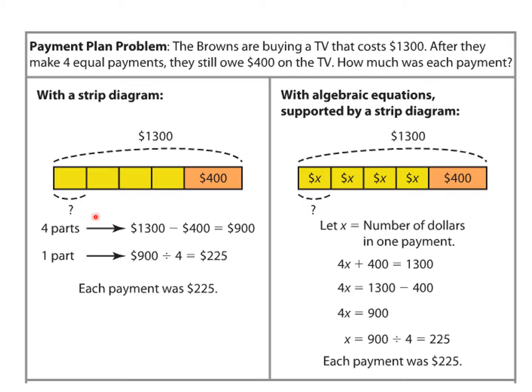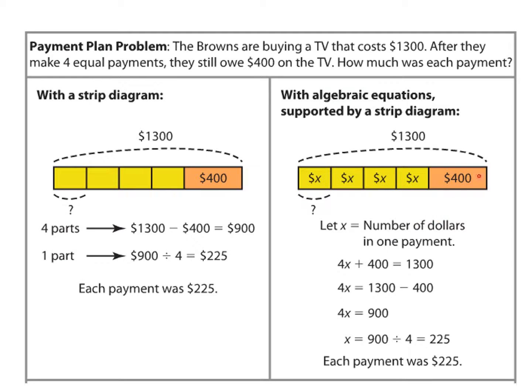From our picture we see that 4 parts, these 4 pieces here, correspond to the total length of the strip minus the $400 that we already paid, which is $900. And then if we divide both sides of this by 4, we get that one part corresponds to 900 divided by 4. We do that arithmetic and get 225. And so one part, or one piece, or one payment, is $225.